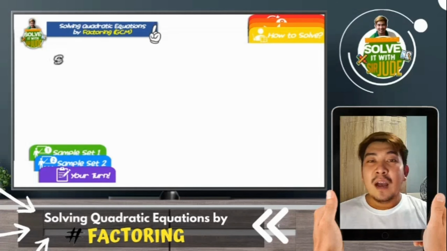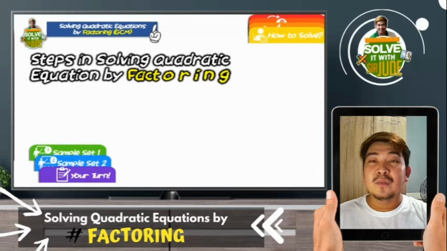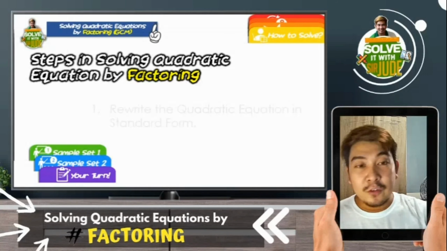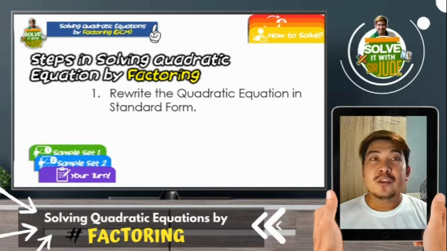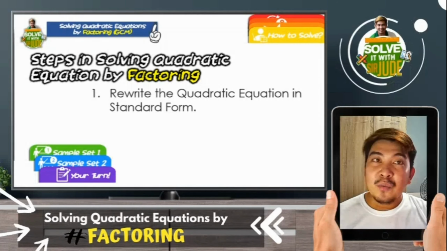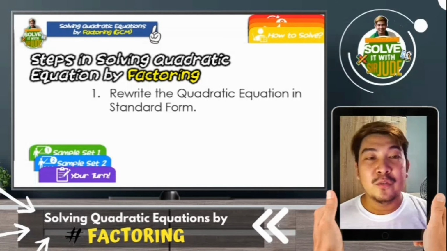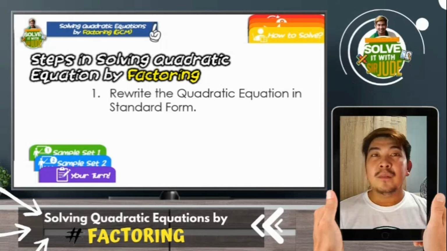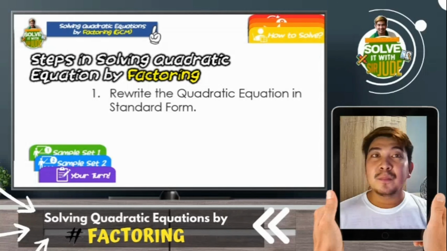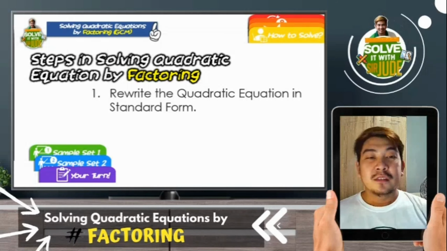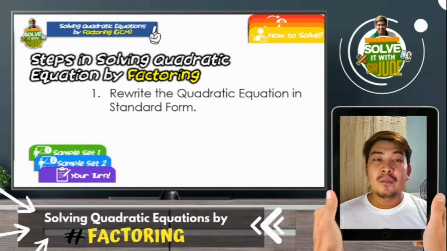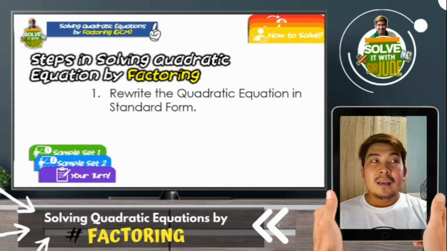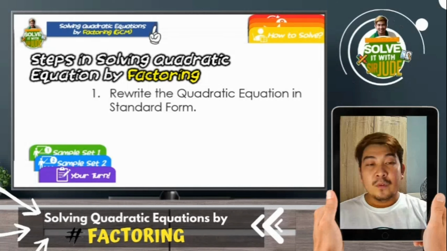So, let us now see how to solve. What are the steps in solving quadratic equations by factoring? Number one, we should make sure na yung quadratic equation ay written in its standard form. Ano nga ulit yung standard form? ax squared plus bx plus c is equal to 0. Kung hindi pa siya in standard form, kailangan natin siyang i-put into standard form, of course.